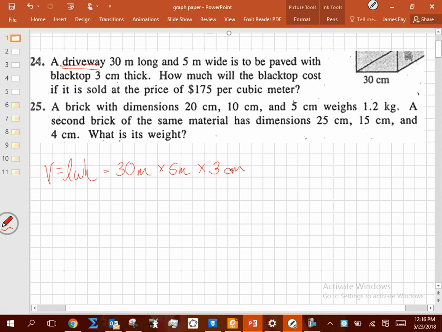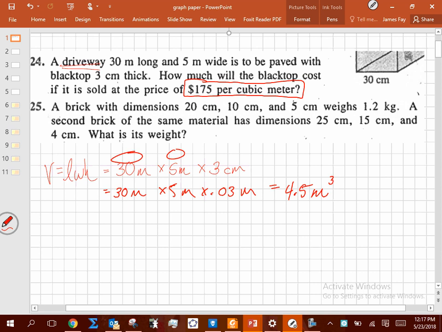Okay, so I'm going to rewrite this as 30 meters times 5 meters times 0.03 meters. Multiply that out, you get 4.5 meters cubed, right? Now, the reason I put everything in meters, because you could change this to centimeters and this one to centimeters, right? But the reason I went to meters on this one was because of what my conversion factor was written in terms of. It's in cubic meters, so I should probably get a volume that's in cubic meters.